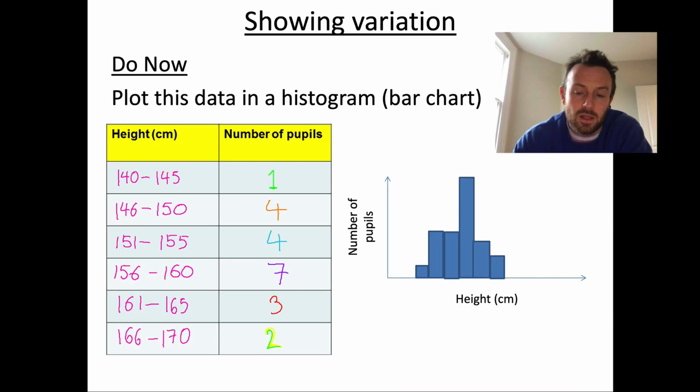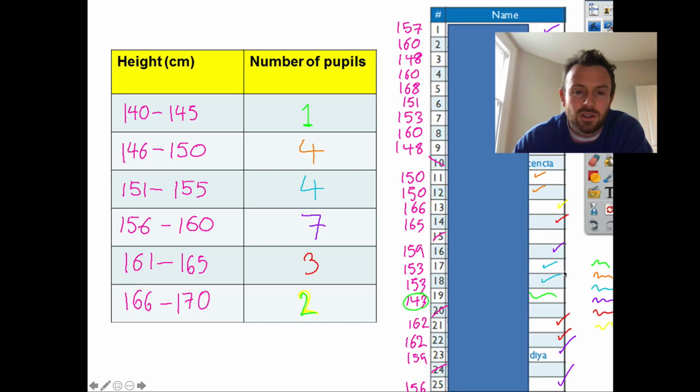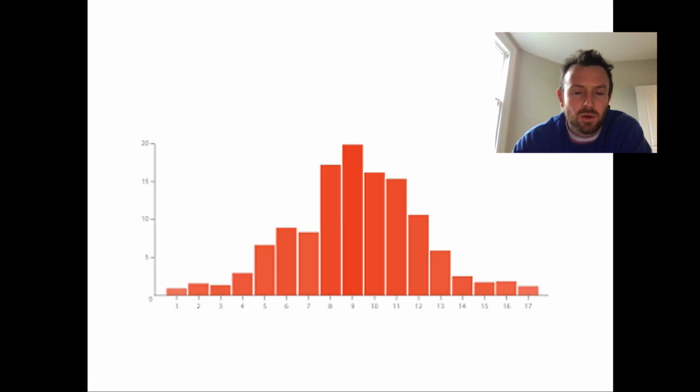So your histogram will look a bit like this. Now, this was a class, I think, of 21 pupils. Now, with 21 pupils, the histogram looks a bit blocky. Okay, it's not a perfect smooth curve. What if we looked at the whole year group? Okay, so if we had looked at the whole year group of this year 7 class as opposed to just one class, the data would start to look a bit more smooth like that.